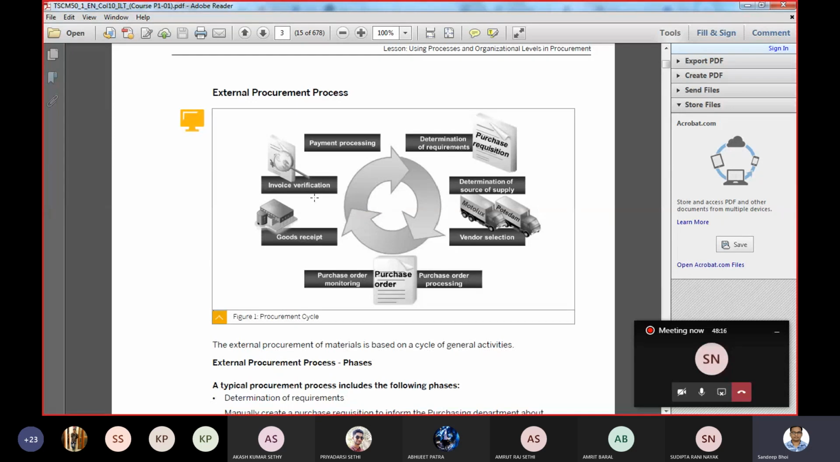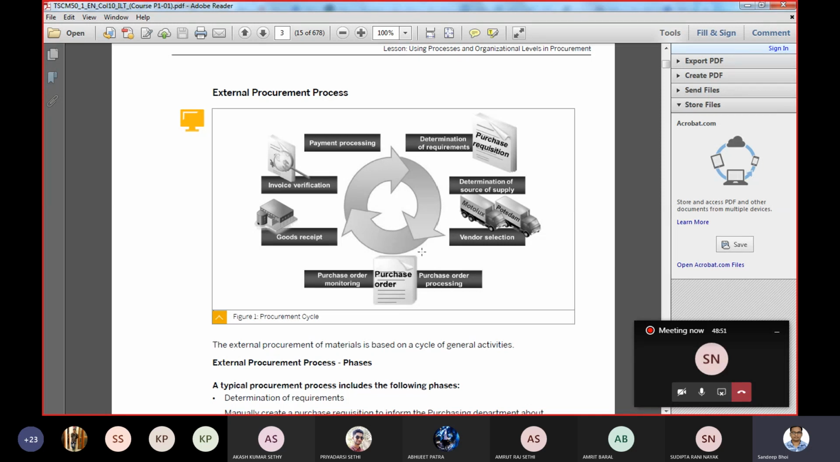Invoice means all the price details will be in that invoice. So invoice verification is also an important step in the procurement process. After invoice verification is completed, obviously you will go for the payment, right? You need to pay the money mentioned in that invoice. You need to process the payment. So this is all about the procurement process.